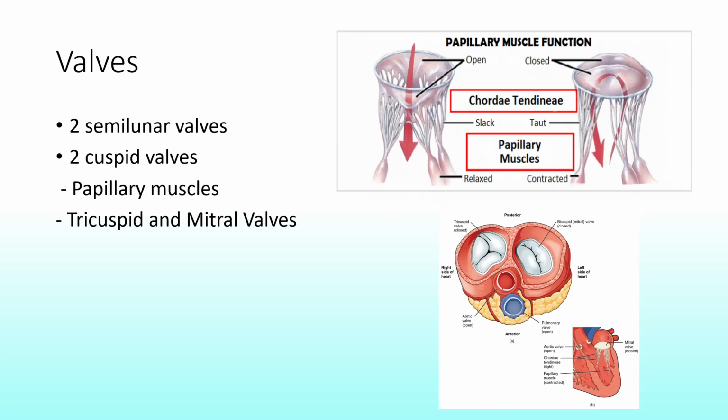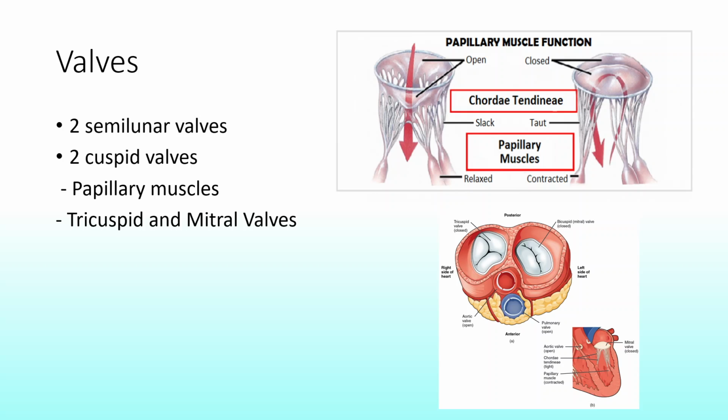So now let's talk about the valves. We have 2 semilunar valves and 2 cuspid valves. The cuspid valves are found in the heart, and they're good at directing blood in one direction. The semilunar valves are found in great vessels like the aorta and the pulmonary trunk.